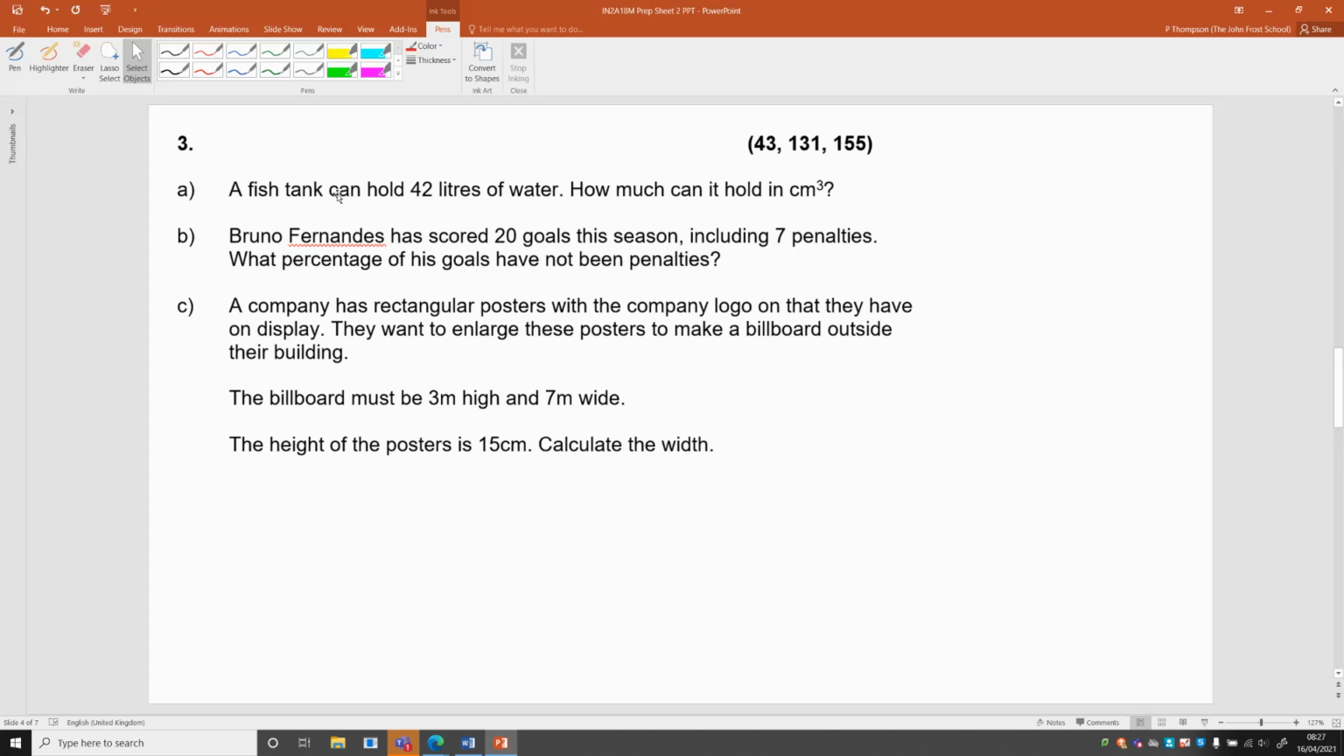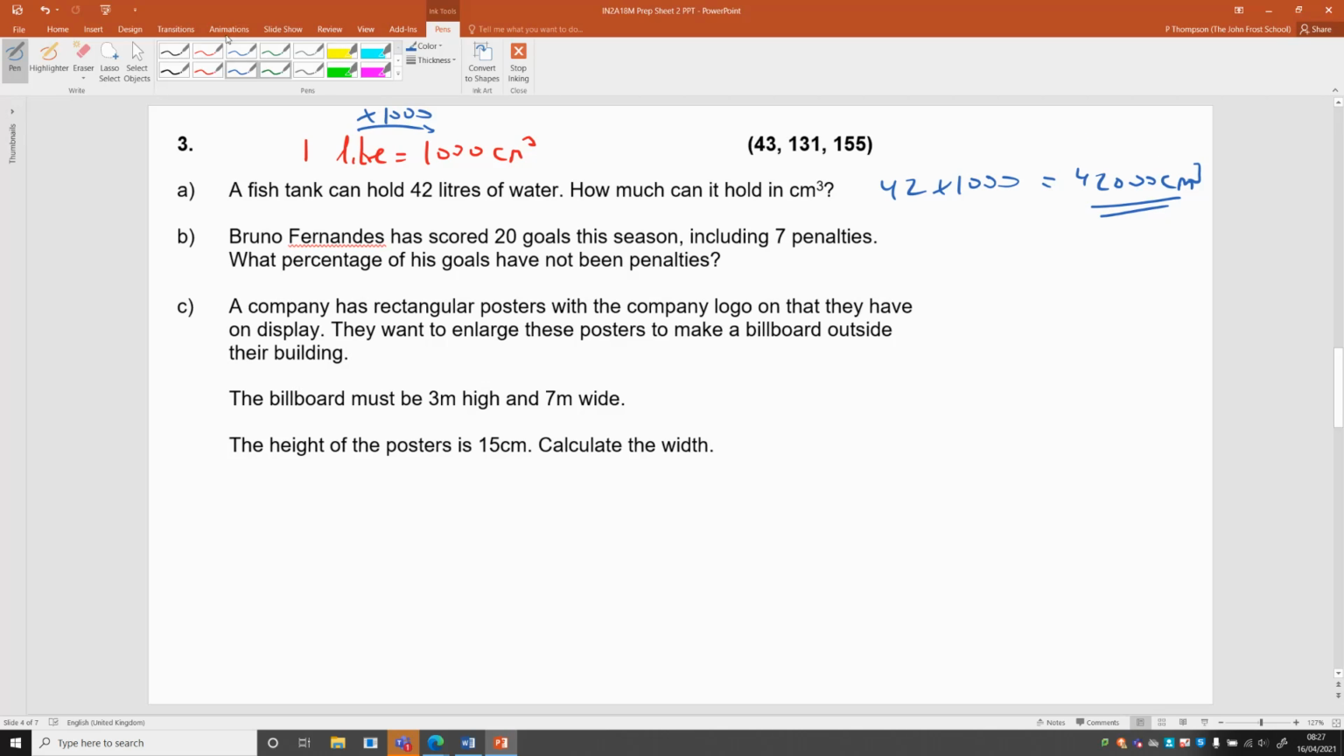Number 3, well, again, pause this and come back when you're ready. So this one is all about turning liters into centimeters cubed. Before I do that, remember the connection? 1 liter is 1,000 centimeters cubed. So going this way, I'm timesing it by 1,000. So you just do 42 times 1,000. That's obviously 42,000 centimeters cubed.